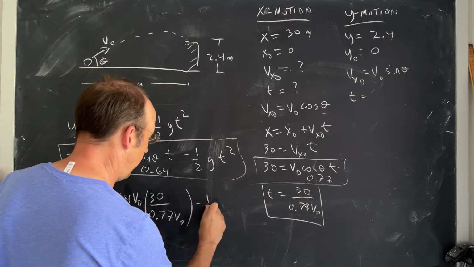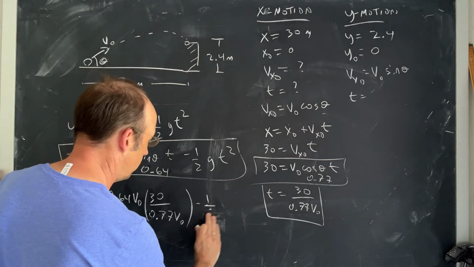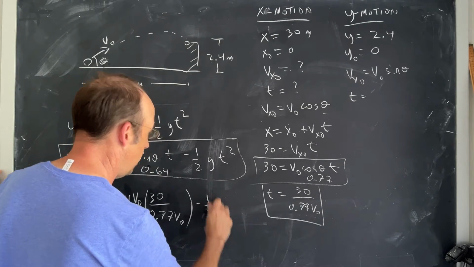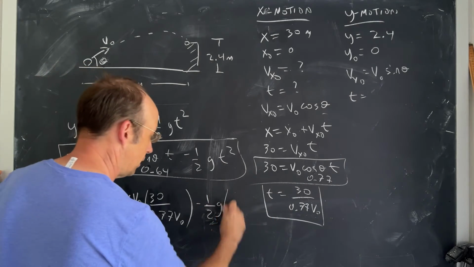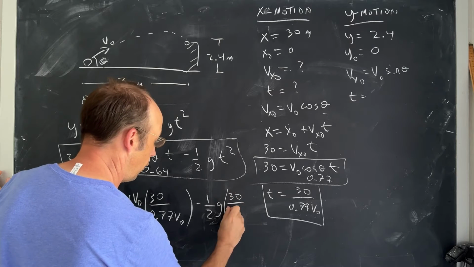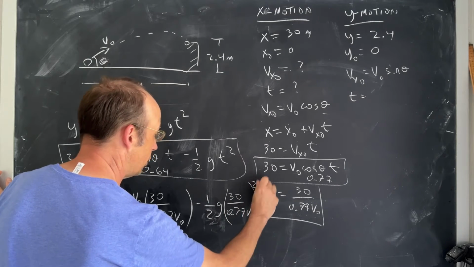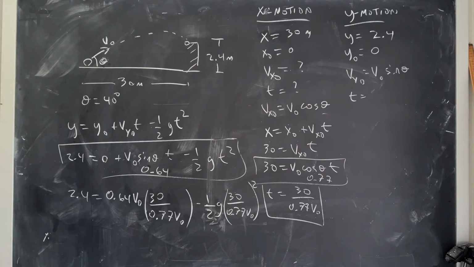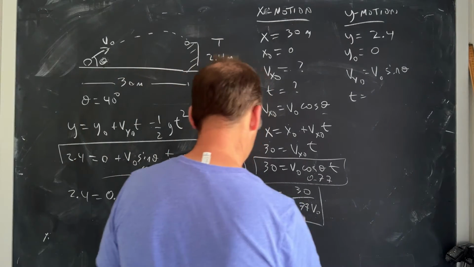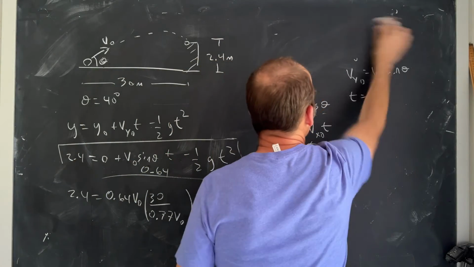Minus 1/2 g, no, I'm thinking ahead. 1/2 g times t squared, but t is this. So I have 30 over 0.77 v0 quantity squared. Now let's just rewrite this equation up here with a little bit more room. I don't need any of this anymore.